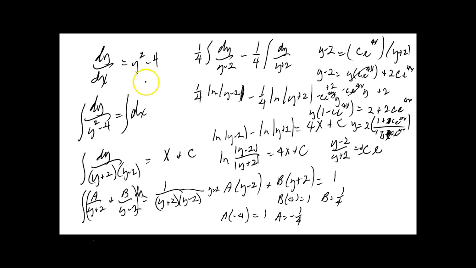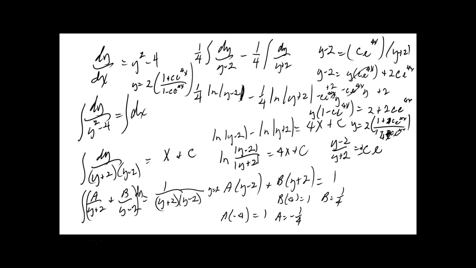Let me write my answer over here. y is equal to 2 times 1 plus c e to the 4x over 1 minus c e to the 4x. Okay, there's my solution, there's my parameter. Everything looks hunky-dory.